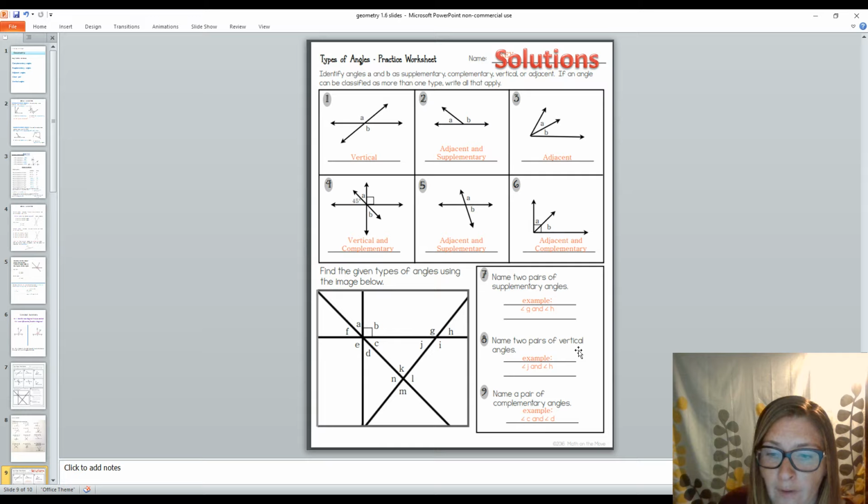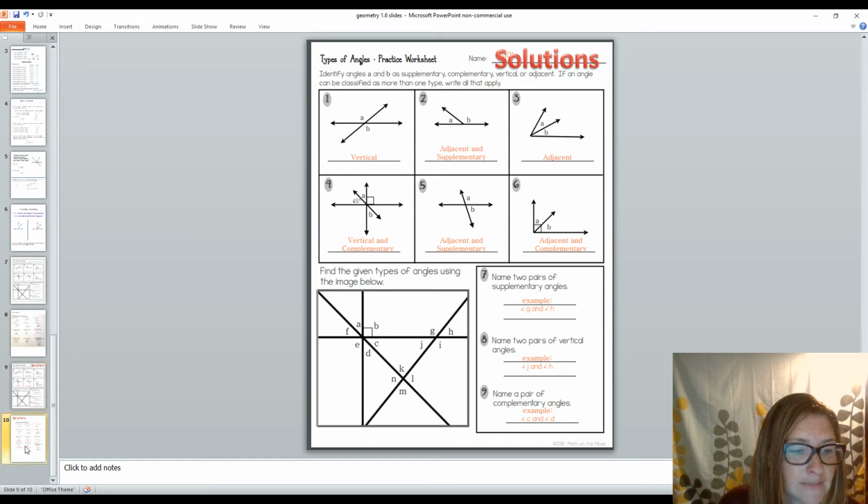Name 2 pairs of vertical angles, so J and H. So J and H, just like G and I would have done it. The same thing. All right, name a pair of complementary angles. Angle C and D. Notice angle B by itself is 90 degrees, so be very careful on that. F and A would have been okay, but not angle B. Angle B would not, and angle E would not. All the other angles here would not because we do not have any information to say that they would create 90 degrees.